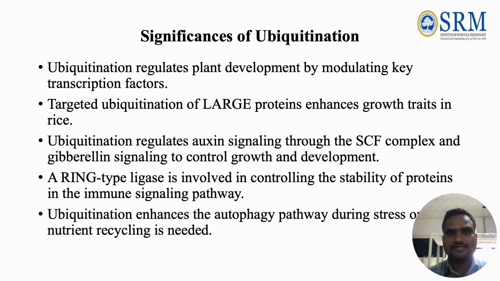Importance of ubiquitination. It is a key regulatory mechanism that controls many biological processes, including plant development. One striking example is in rice, where the targeted ubiquitination of large proteins has been shown to enhance important growth rates. It plays an important role in auxin signaling and gibberellin signaling. RING-type ligases play a major role in regulating immune signaling by controlling the stability of proteins. During times of stress or nutrient limitation, ubiquitination enhances the autophagy pathway, helping plants recycle cellular components for survival and growth.